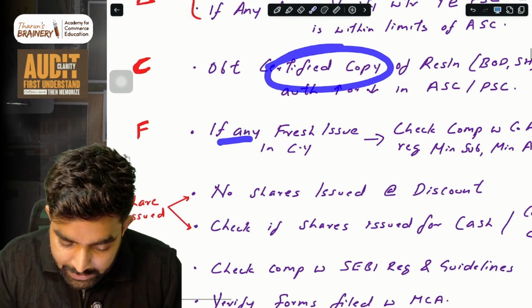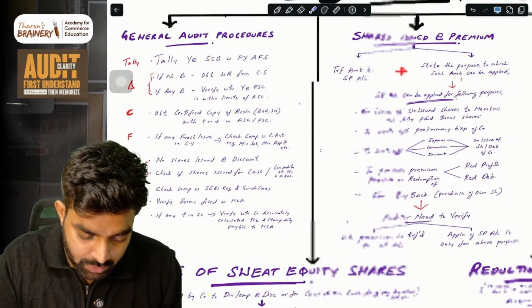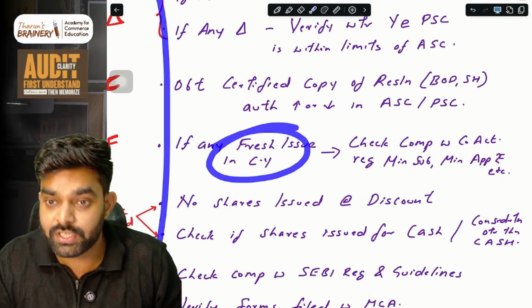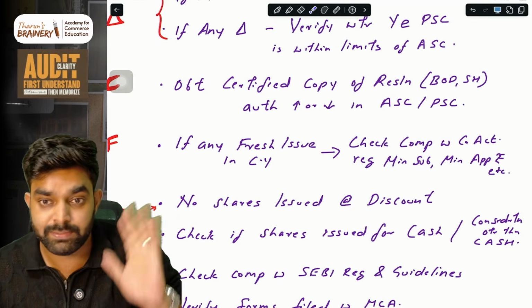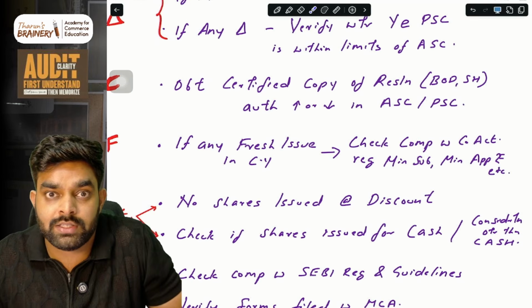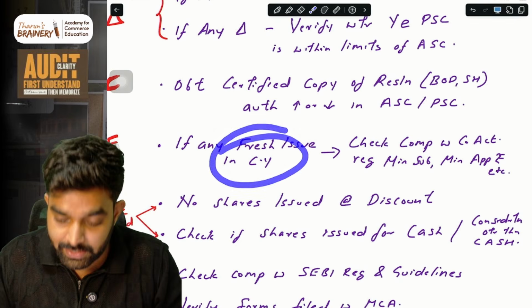Then next is F for fresh issue. So you have to remember this pictographically, an easy mnemonic. If in the current year any fresh issue is there, new shares have been issued, new shares that are freshly issued, not the old shares resold again, it's the fresh issue of shares happening in the current year.